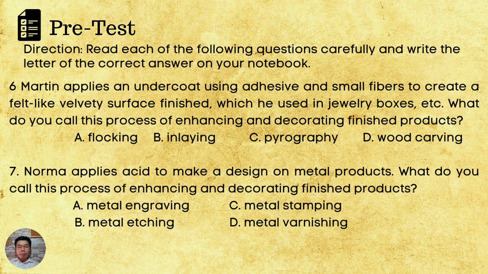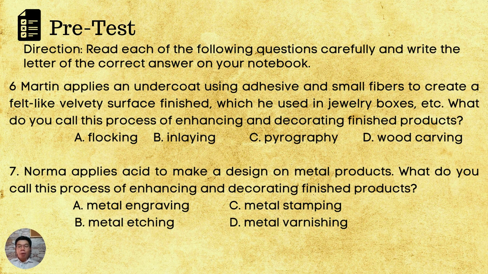6. Martin applies an undercoat using adhesive and small fibers to create a felt-like velvety surface finish, which he used in jewelry boxes, etc. What do you call this process of enhancing and decorating finished products? A. Flocking. B. Inlaying. C. Pyrography. D. Wood carving.